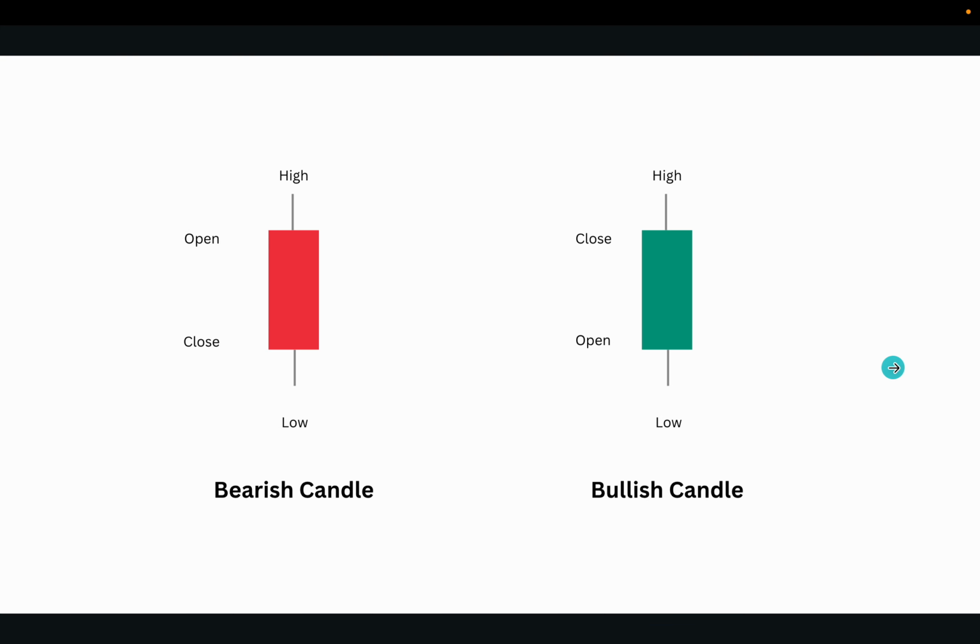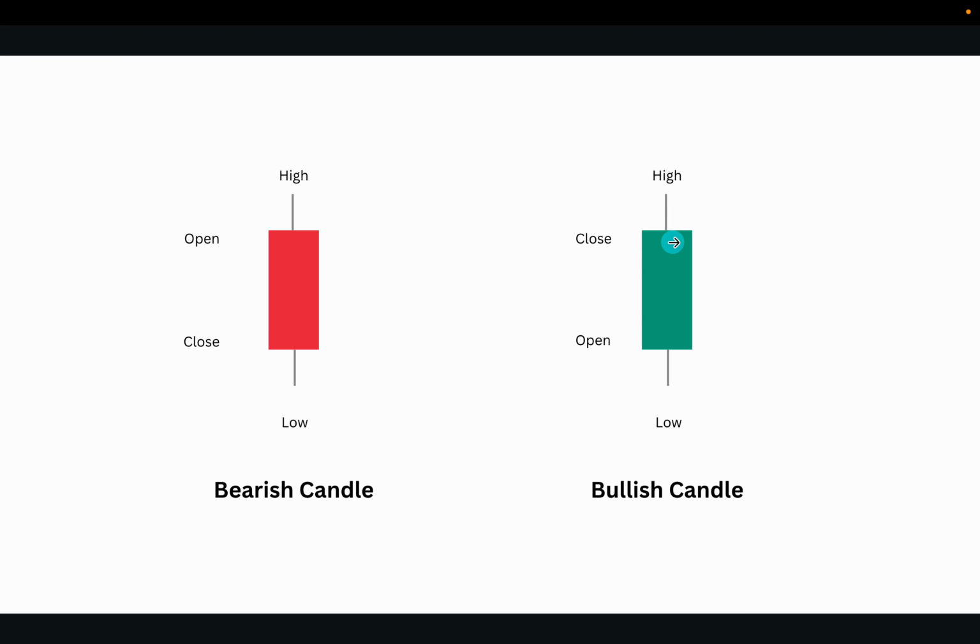So for price action, we will be using the candle chart. In a candle chart, there are 2 types of candles available. A bearish candle, where price opens at some level, then goes a little high, then goes a little down, and then closes at some level below the open price. So the candle is red, and has a high and a low point.